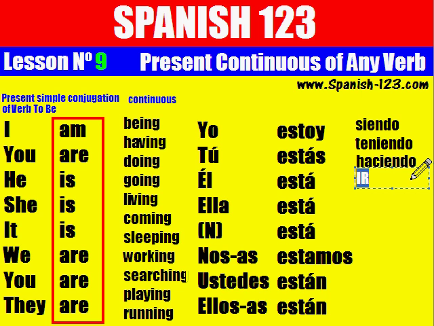So, she is going. It is ella está, and the continuous form of verb to go, which is very weird. Yendo. Wow. Yendo. Look, the original verb is ir, and here we are saying yendo. Wow, it's very weird, right? But don't worry, because we will again study verb to go in a special lesson.